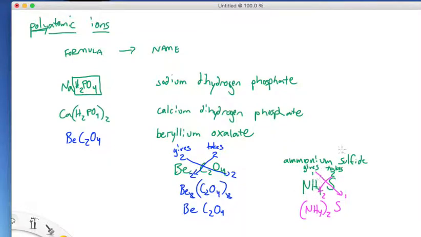Okay? Now you can do transition metals with this as well. So instead of the sodium being the cation, you just have a transition metal, and it would be named with the Roman numerals just like normal. So don't let that throw you, but those would be the most difficult kinds of questions you could run into.